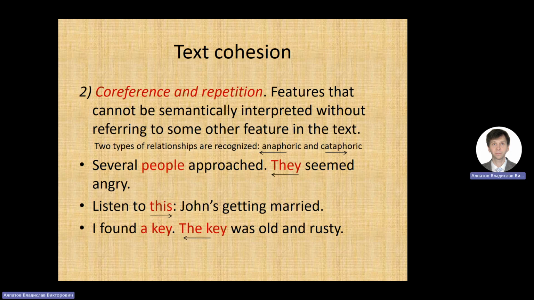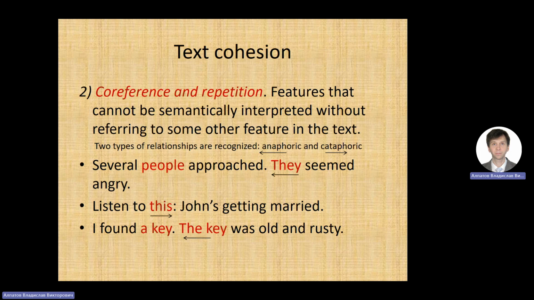Several people approached. They seemed angry. If we just take the second sentence, it won't be clear, right? Only if it is referred to the previous one. And it provides cohesion. Several people approached. They seemed angry. Listen to this. John's getting married. Or simply repetition. Repetition is also a type of co-reference. I found a key. The key was old and rusty.